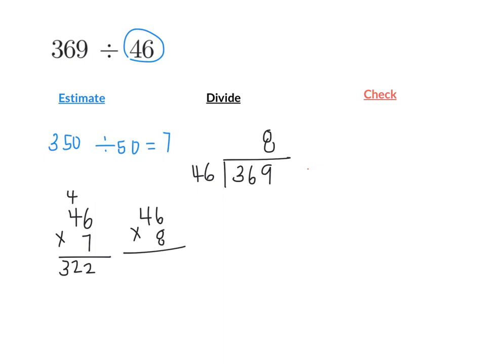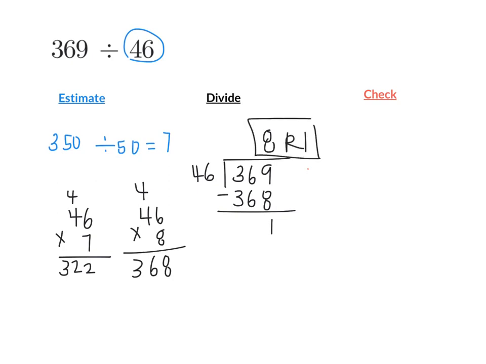Write down all of your multiplication. Let's multiply. 8 times 6 is 48. 8 times 4 is 32. Plus 4 is 368. So now sister can subtract. And we see that we only have 1 left, which means that that is our remainder because we cannot divide 1 into 46 groups.